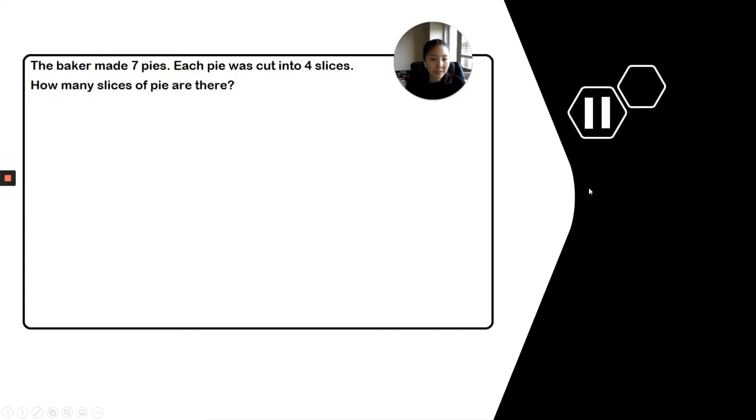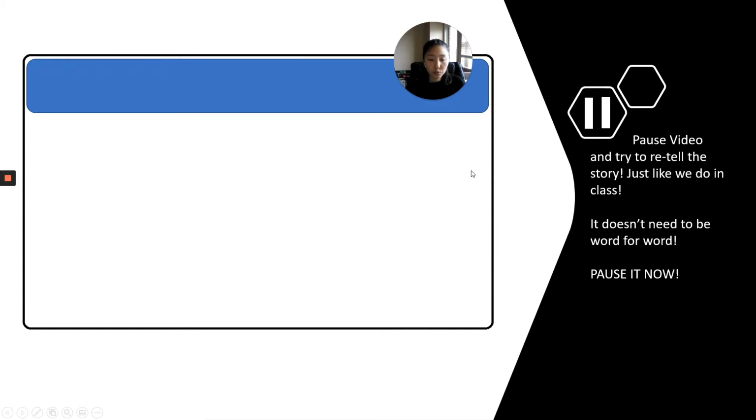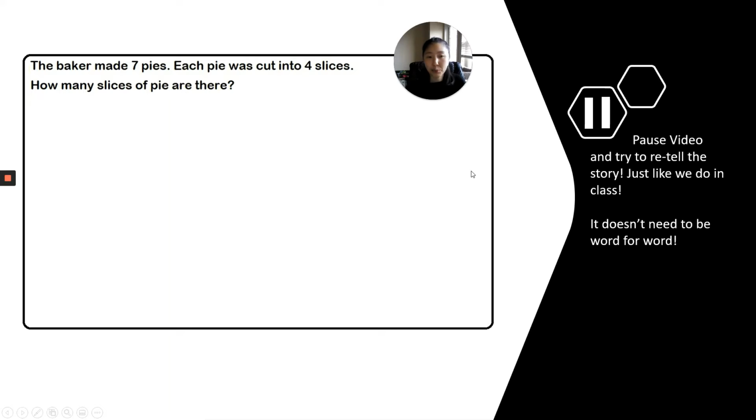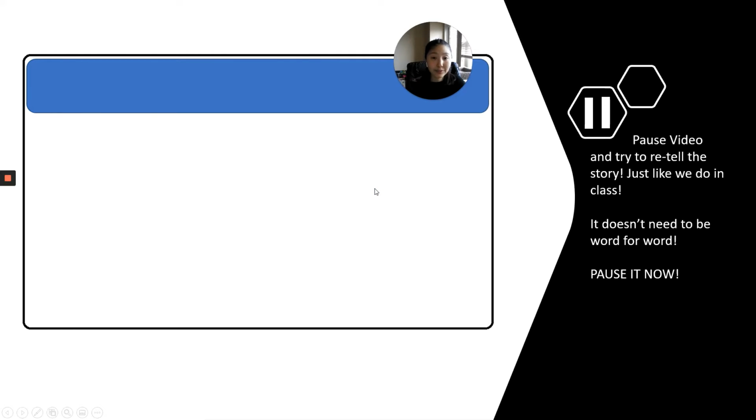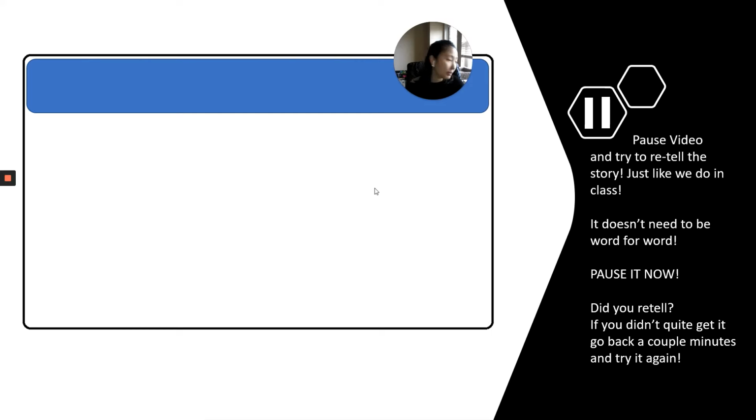So let's go right into our retelling. You already know it doesn't need to be word for word. And you're going to pause the video once it's covered to make sure that you can do your retelling without looking at the problem. You're just trying to make sure that you're telling me what the problem is asking you and what the problem is telling you correctly. So make sure that you are covering it up right now, and you can always go back and look at the question if you need a couple minutes to help you. So I'm going to pause my video, you're going to pause yours, and you're going to retell me the question right now. Go! Great job!